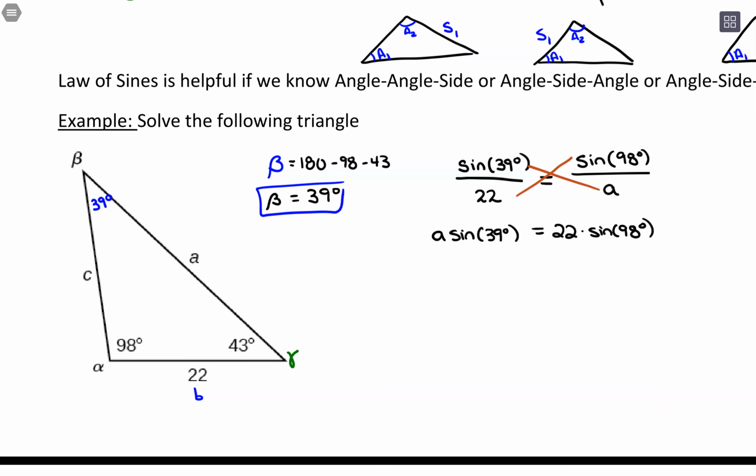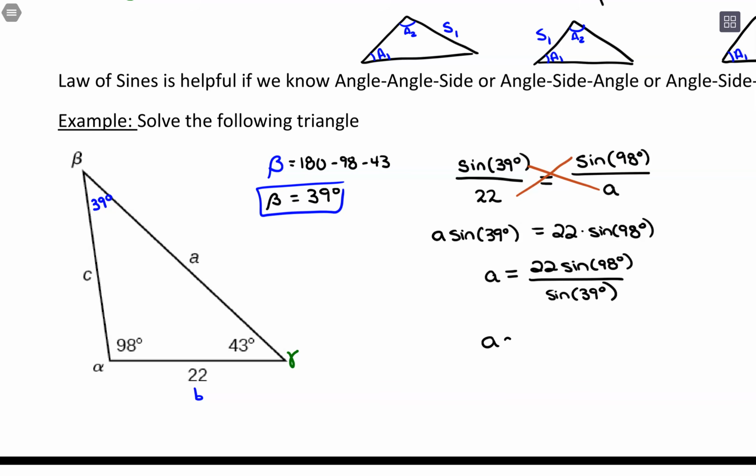Now taking sine of these values, I would try to make them exact. If I could evaluate them using the unit circle, I would. That doesn't work in this case. So we're going to end up in a calculator here. I'm going to divide both sides by sine of 39. So A is equal to 22 times sine of 98 degrees over sine of 39 degrees.